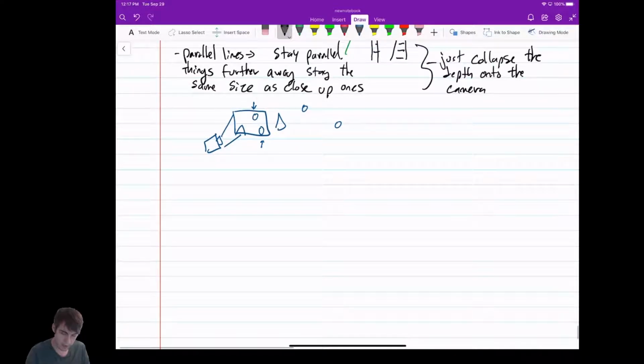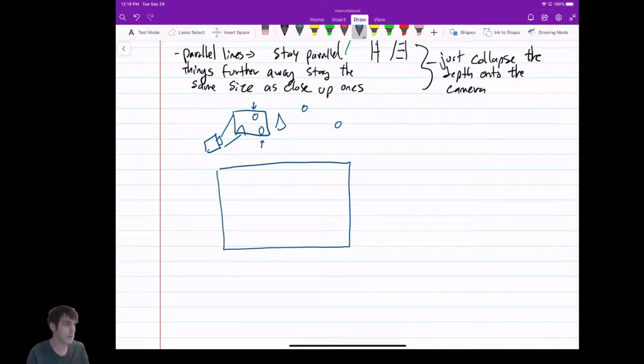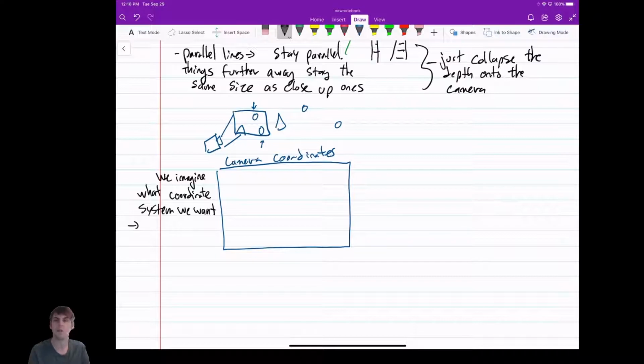So let's look at what the orthographic projection might look like. I'm going to draw my camera coordinates here. The way that we work with the orthographic projection is we kind of work backwards. We imagine the projection we want, or the coordinate system we want, and then we set up the projection to match that, and then we work backwards.